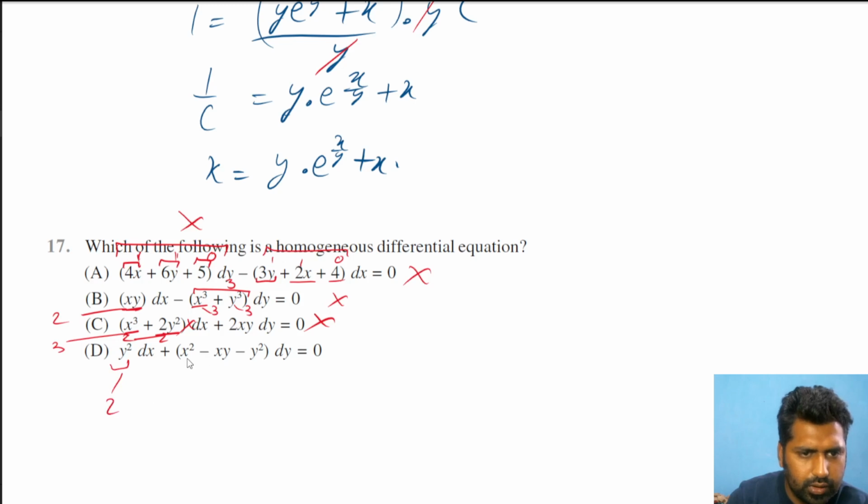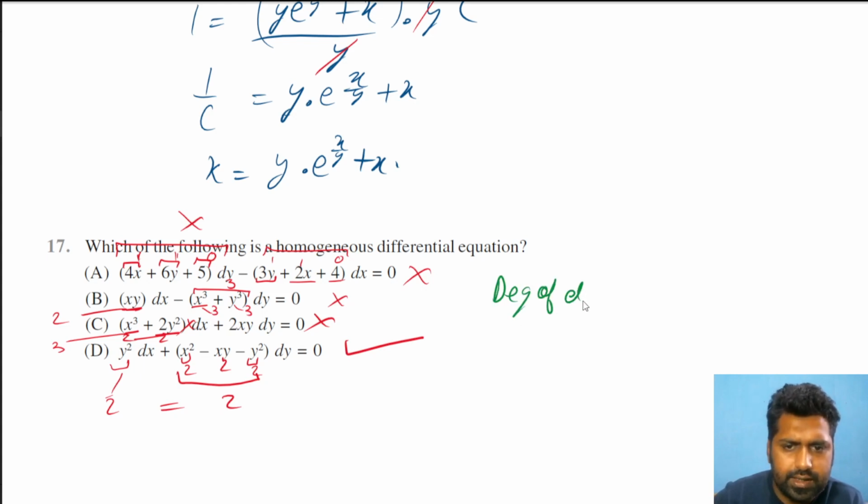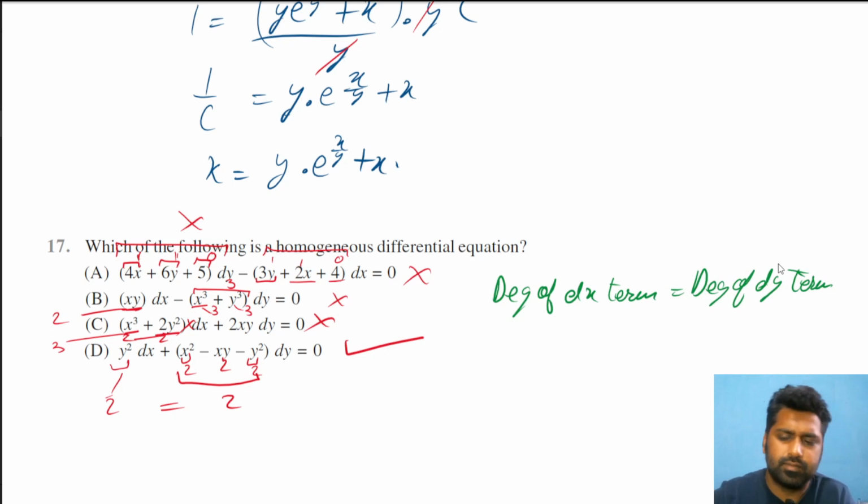Degree 2, degree 2, 1, 1, 2. Multiply, you add them power-wise. So net degree is also 2. Both the dx and dy terms have the same power. So yes, this is the correct answer. So the degree of the dx term should be equal to the degree of the dy term. You can check this orally. You don't have to generate dy by dx and then calculate by replacing x and y with lambda x and lambda y. That's a lengthy process. So for MCQ, don't use that anyway.